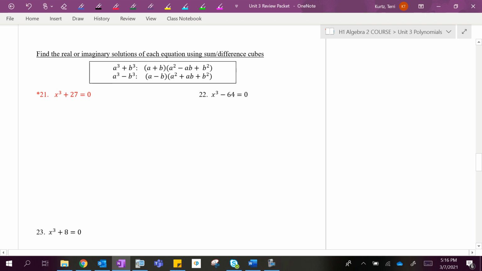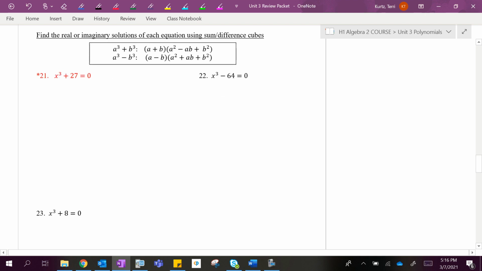Okay. Next, another new method we learned was sum and difference of cubes. You will always be given the formulas. Okay. I'm going to again do the one here in red. It's an addition, so I'm going to be using this one. First I want to rewrite it as what is being cubed. So my x is being cubed, and with 27, my 3 is being cubed. So the x represents the a in the formula, and the 3 represents the b.